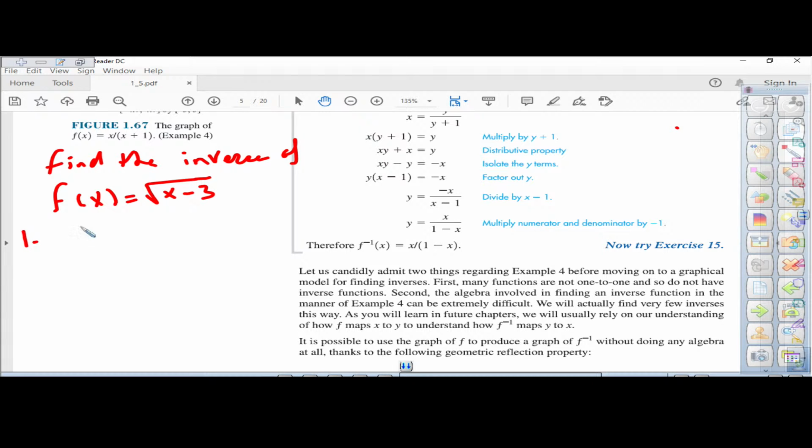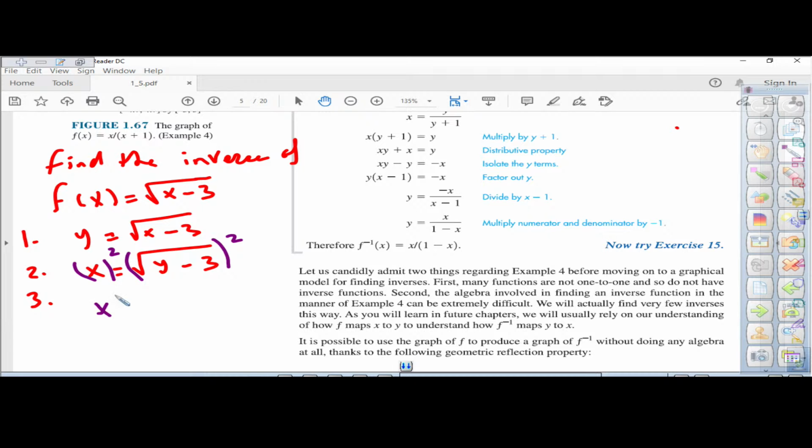You make this y equals square root of x minus 3. Then you change this, I'm not sure if you want to call this a step or not, into x equals square root of y minus 3. In this case, you have to solve for y. You basically have to square the square root to get rid of it. So if you square that, it's going to give you x squared equals y minus 3.